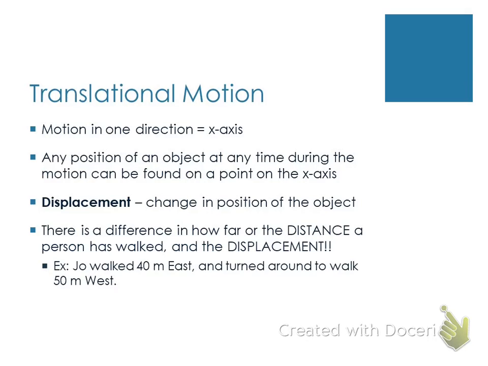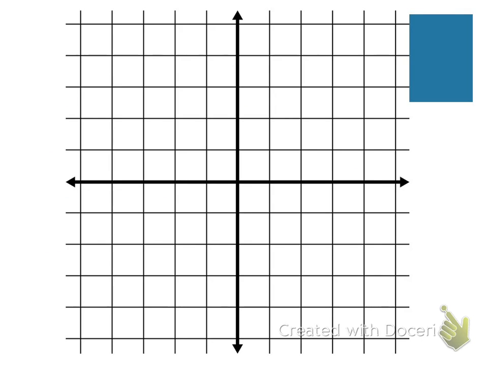Okay, so let's look at this example. Joe walked 40 meters east and turned around to walk 50 meters west. So I'm going to draw this out here. 40 meters east, then 50 meters west. So let's say she walked 40 meters. And when we depict motion, we do it in the form of an arrow called a vector. And we'll talk about that in a little bit. But let's say she walked 40 meters. So 1, 2, 3, 4, 40 meters east.